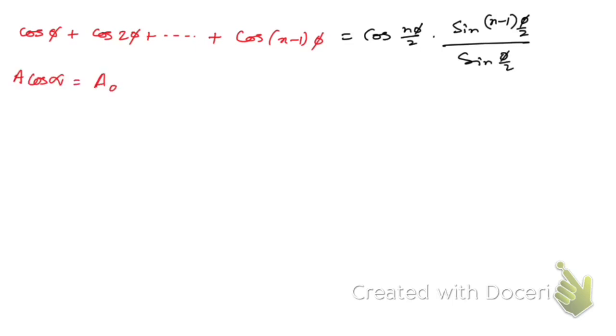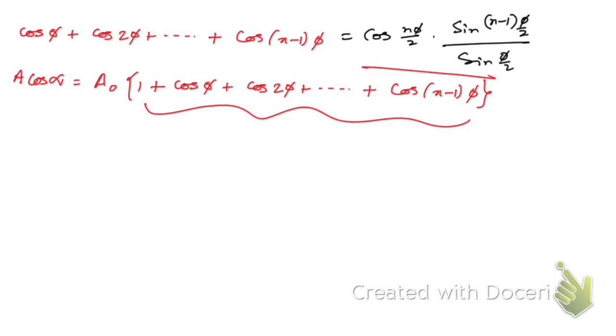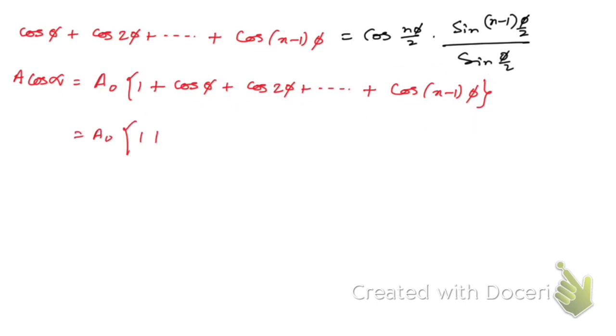a naught, 1 plus, we can write this, right? That's what we can have, and this part is equal to nothing but this one, right? So a naught, 1 plus, and the remaining part is equal to this. Okay, this is what we have got.